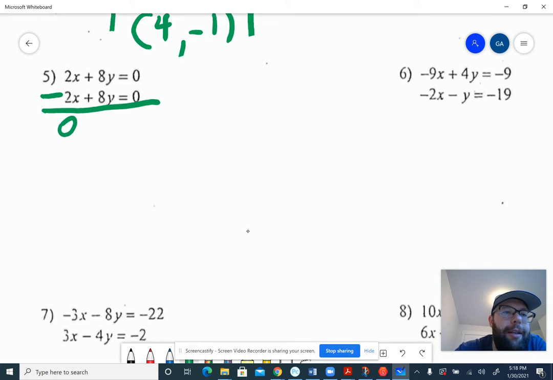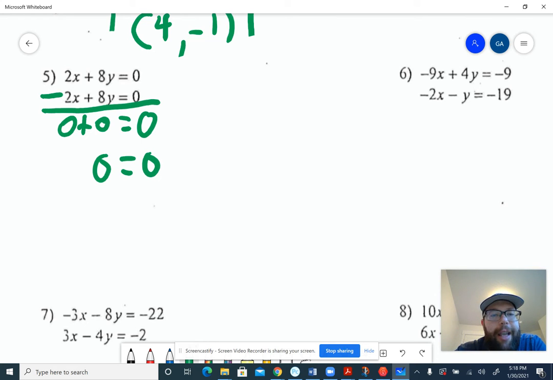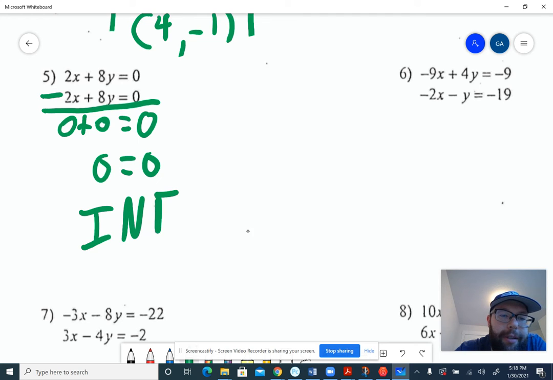2x minus 2x is 0. 8y minus 8y is 0. And 0 minus 0 is 0. So I'm left with 0 equals 0. That's the same number on each side. The variables are both canceled out. So that tells me this is one of the special cases. Same number means it's going to be infinite solutions.